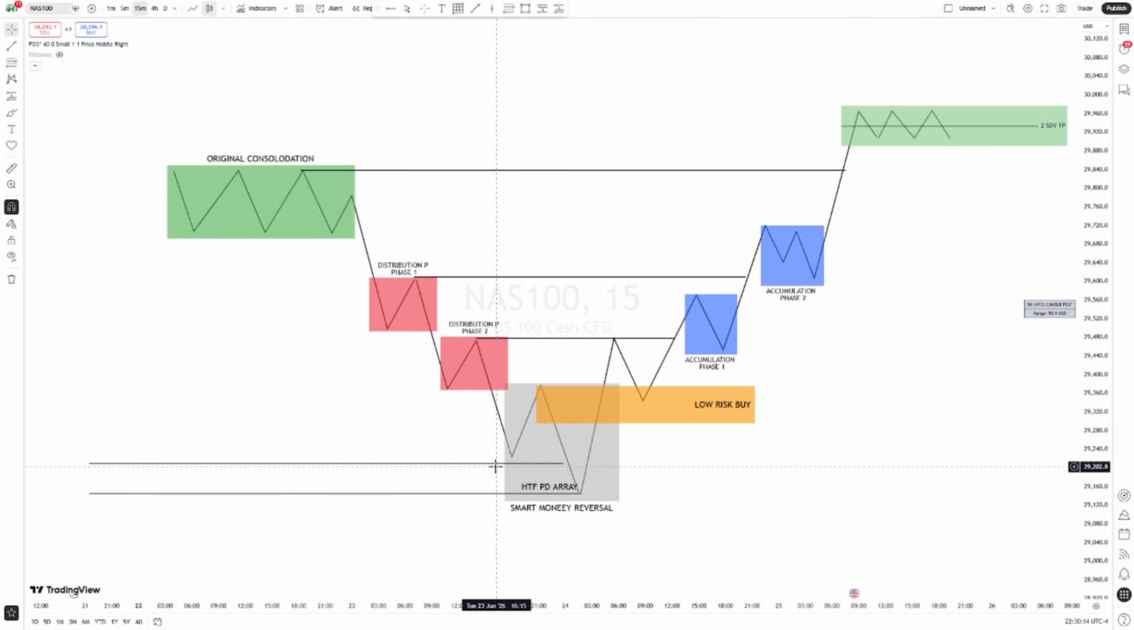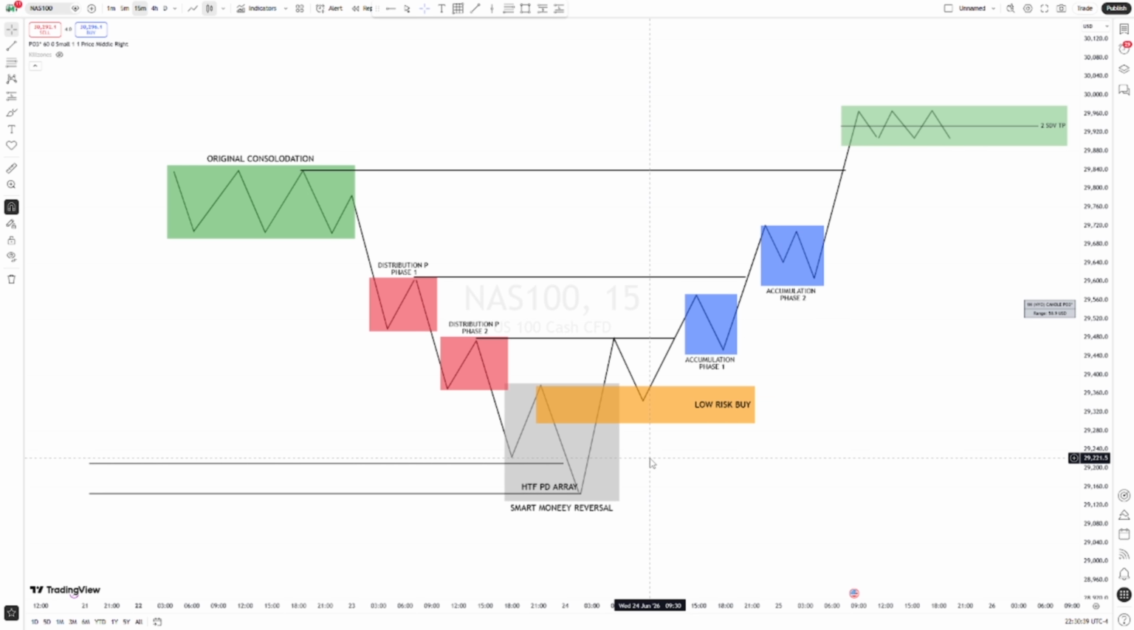Now we can see that over here we have our higher time frame PDRA. This might be your low, your high. In this case, it's a low, not a high. But if it's above it, it will be a high. So it might be your low, your high, your fair value gap, your breaker, any PDRA. It might be it over here. You want to see how price reacts when it gets there, right?